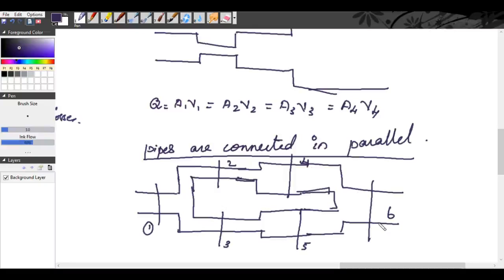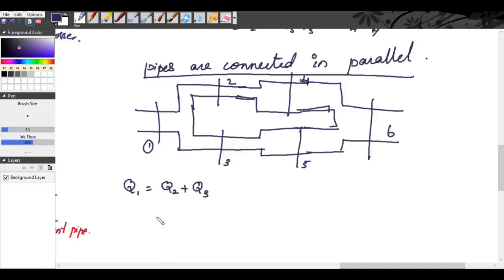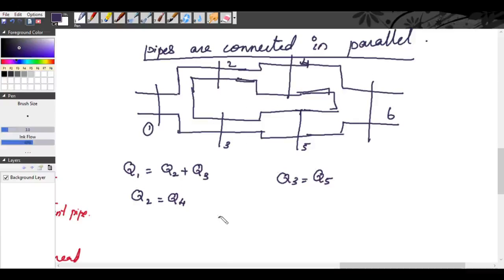So if this is the case, what will be the condition? So our continuity equation will be Q1 will be equal to Q2 plus Q3, and Q2 will be equal to Q4, Q3 will be equal to Q5. Now, what about this 2 and 3? So, Q2 plus Q3 will be equal to Q4 plus Q5. And coming here, Q4 plus Q5 will be equal to Q6. Okay? If the pipes are connected in parallel.